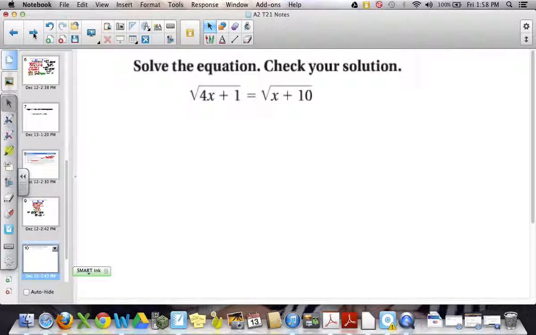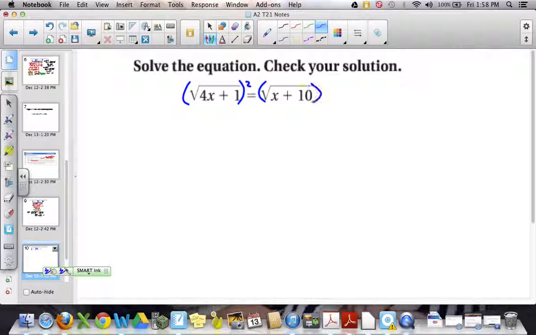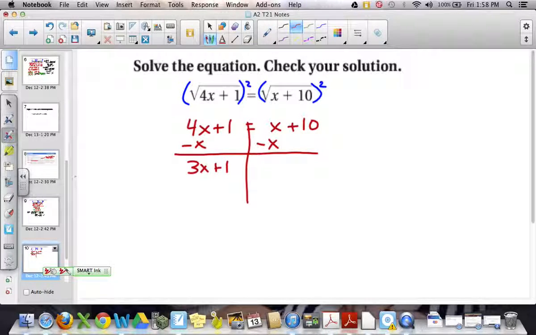Moving on to the second example. Same setup here. We've got one square root equal to another square root. So we can go right ahead and square both sides, leaving us with 4x plus 1 equal to x plus 10. And again, we can solve that linear equation by undoing the operations. Getting 3x plus 1 equal to 10, and then subtract 1 to get 3x equals 9, and then finally dividing by 3 to get x equals 3.